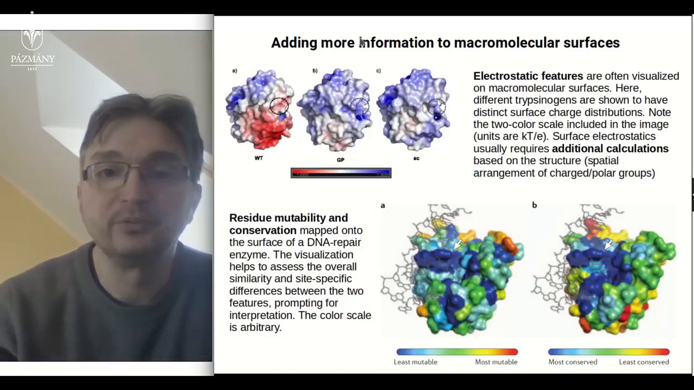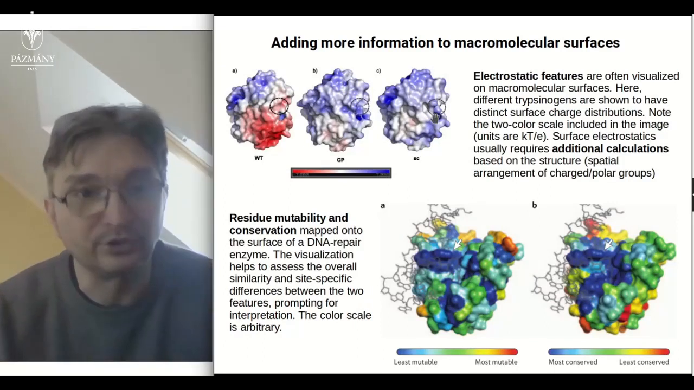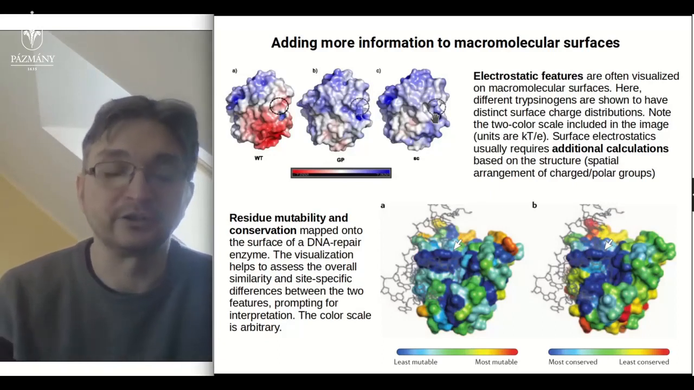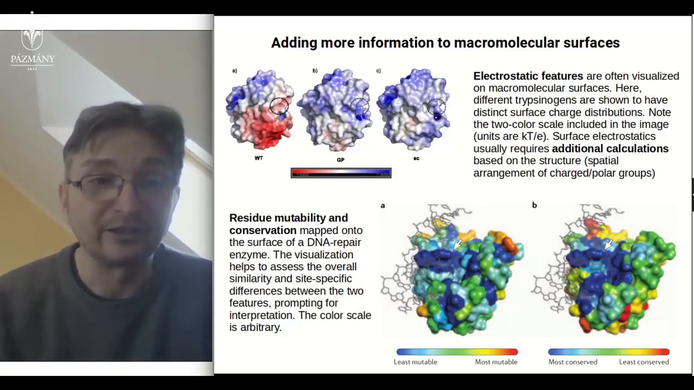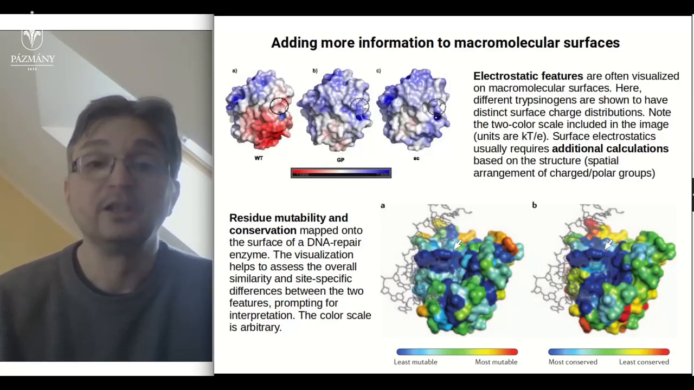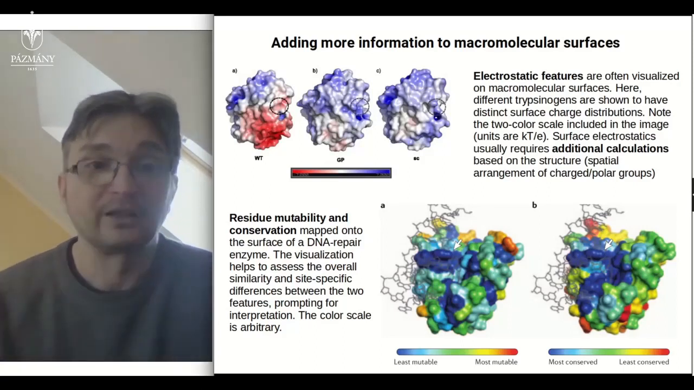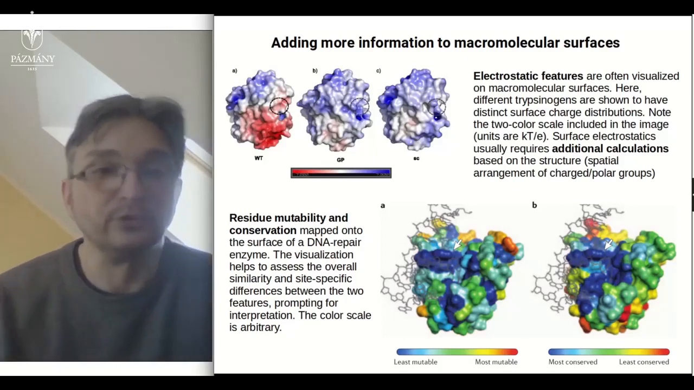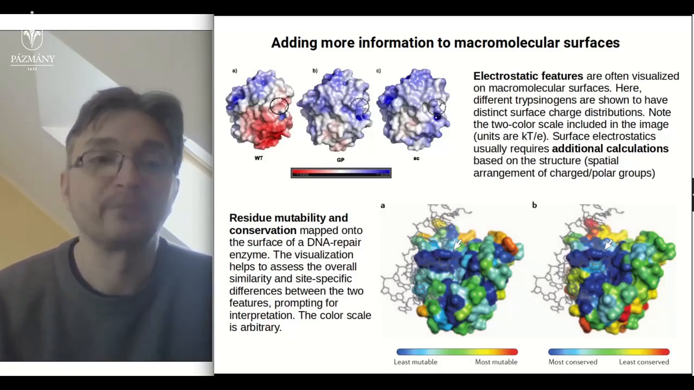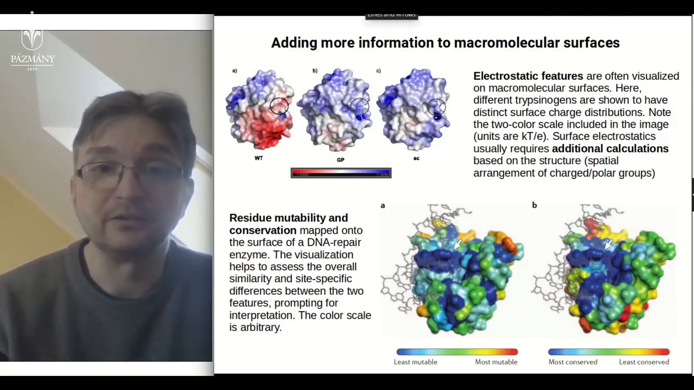Another common way to color surfaces is to add electrostatic potential, the charge distribution around the surface, because it's very important in many intermolecular interactions. The charges play an important role, so it's customary to calculate the electrostatic potential and put it on a surface representation. You have to use specialized tools to calculate the electrostatic potential, and you can put it on the surface with different programs. You also have to put a scale.